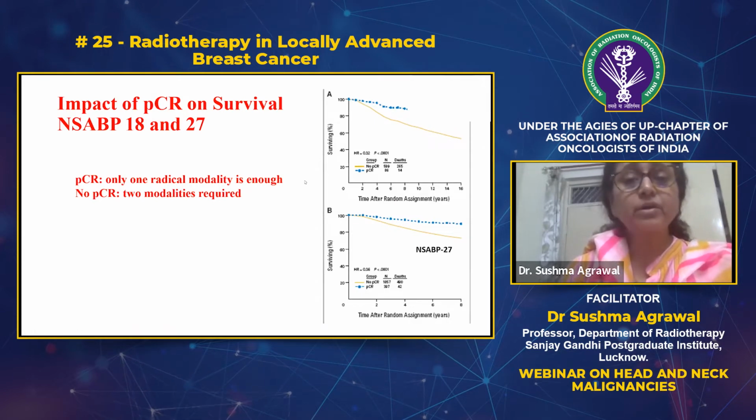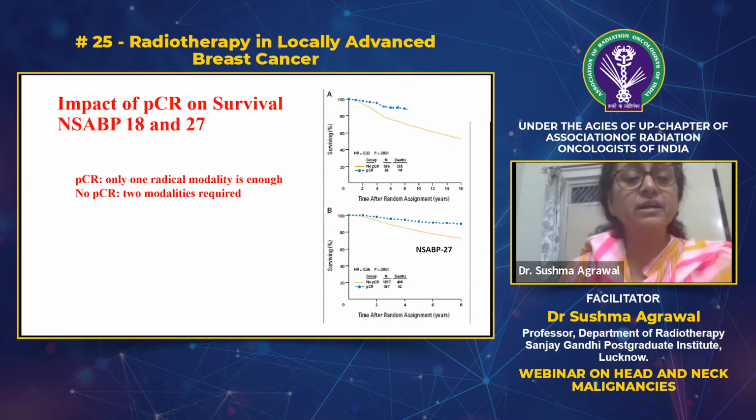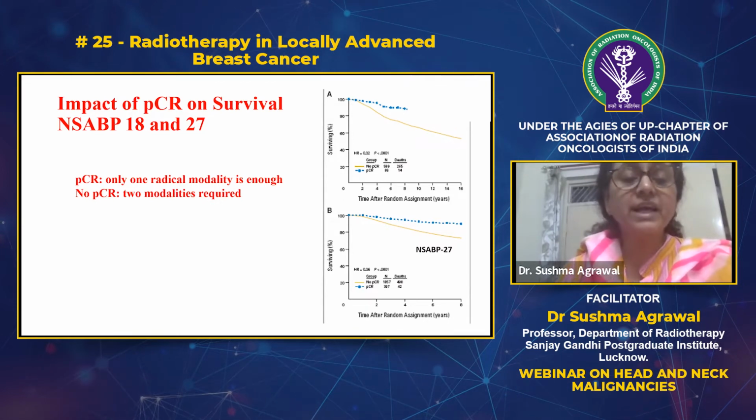The other important thing for patients who achieve PCR is, for example, in a lymph node, if the patient achieves PCR, only one radical modality is enough. Patient will have only the sentinel lymph node procedure, and no radiotherapy will be needed in the axilla.